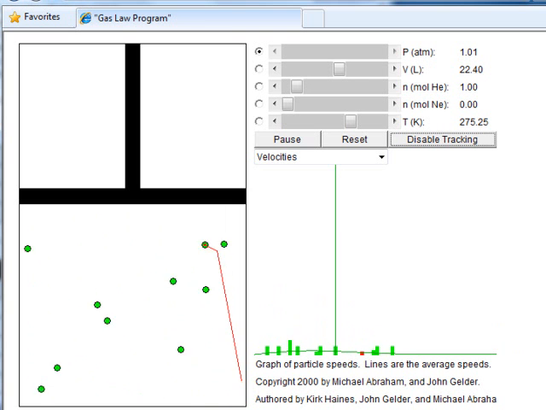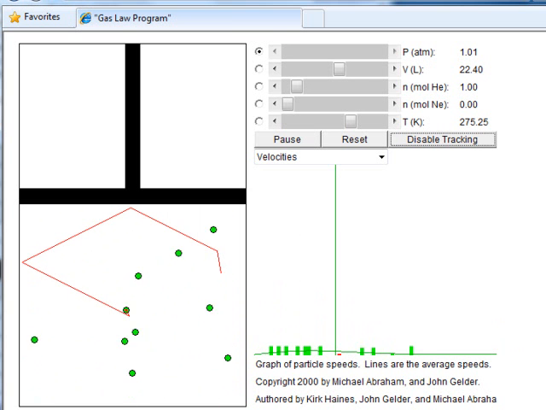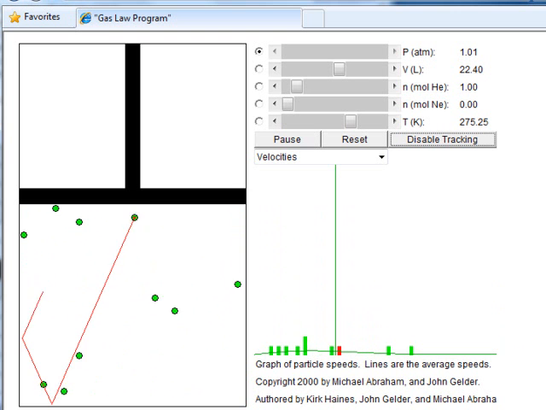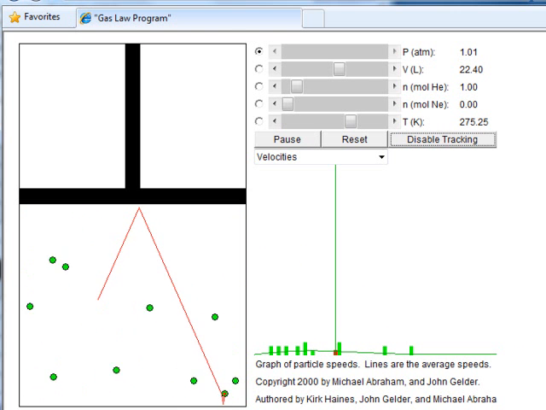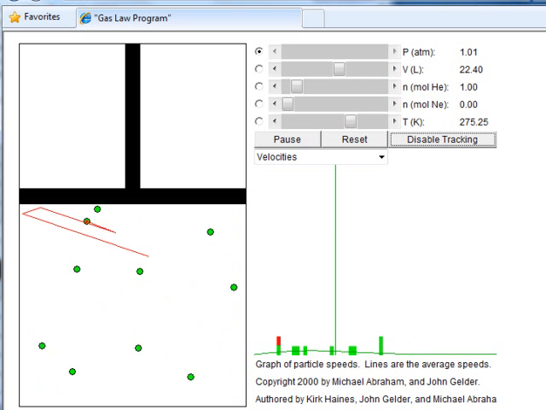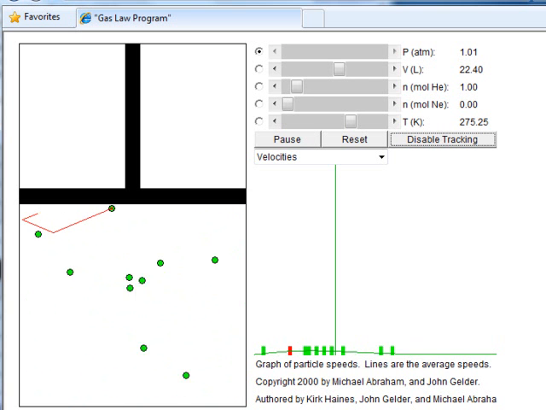What I want you to think about is collisions. What happens when our tracked particle collides with another particle? In particular, what happens to the speed of our tracked particle when it collides with another particle? Go ahead and take a few seconds to watch some collisions and see if you can conjecture what's going on here.